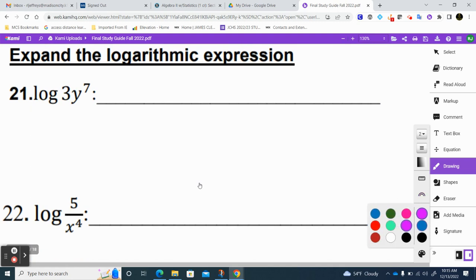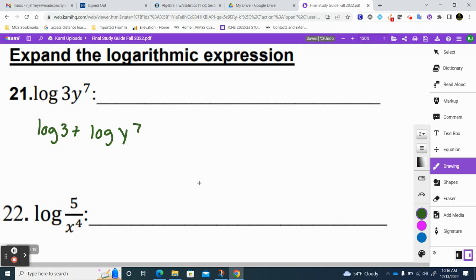Remember, expanding the logarithm. Remember, if it is multiplication, we can rewrite it as log 3 plus log y to the 7th. Remember, we can rewrite the exponent like this. You only have one problem like this.